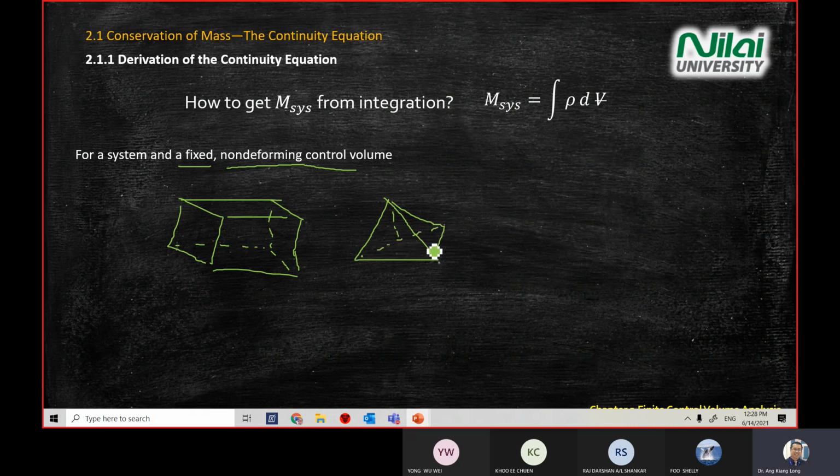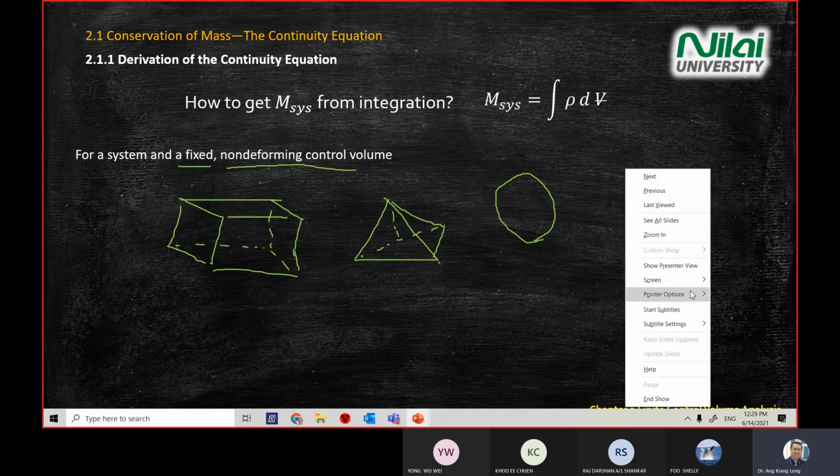Now, a prism is always used in simulation software like ANSYS, SolidWorks, and AutoCAD simulation. So this is a control volume used by the software. It can also be a sphere. All right, it can be a sphere as a control volume. But anyway, for simplicity, I will use a cube to illustrate the idea.